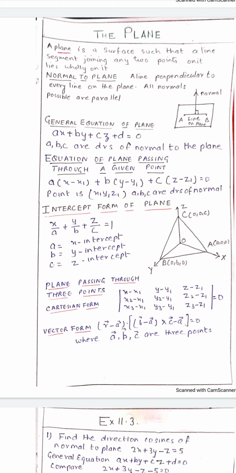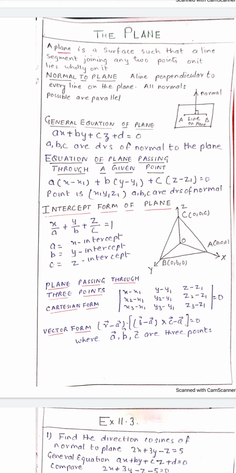A plane passing through 3 points (x1, y1, z1), (x2, y2, z2), (x3, y3, z3) is given by the formula: determinant of the rows x minus x1, y minus y1, z minus z1; x2 minus x1, y2 minus y1, z2 minus z1; x3 minus x1, y3 minus y1, z3 minus z1. It appears long, but it is a very simple and easy to learn formula, and in vector form it is (r minus a) dot (b minus a) cross (c minus a), where a, b, c are the 3 points represented as vector a, vector b and vector c.